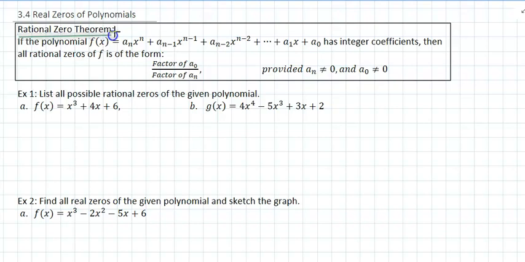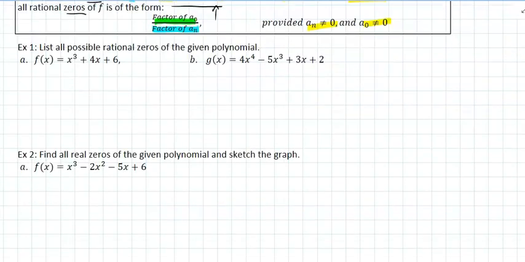zero theorem that states: if a polynomial f of x, you know what a polynomial is, has leading and constant coefficients that happen to be integers, where the first and the last are not zero, then the rational zeros of this polynomial are of the form the factors of the constant term divided by the factors of the leading term. So this is how I would factor almost anything.